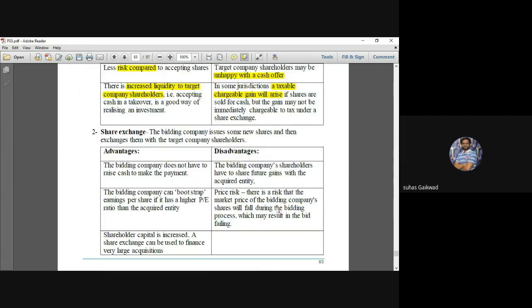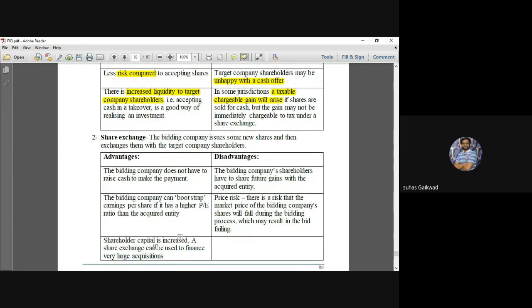Yeah, that's why the disadvantage is biggest, because even if it is a small acquisition, if we pay with cash, then we will be out of cash. All right.